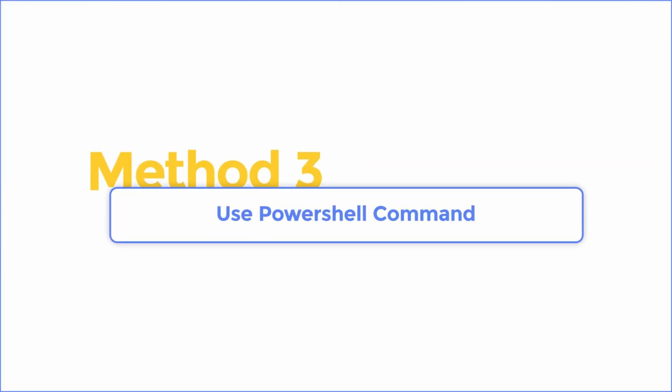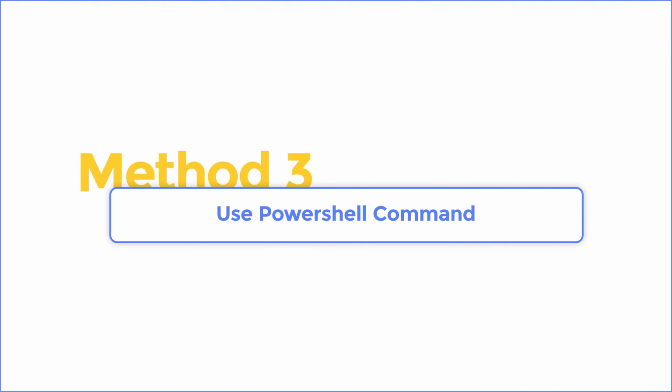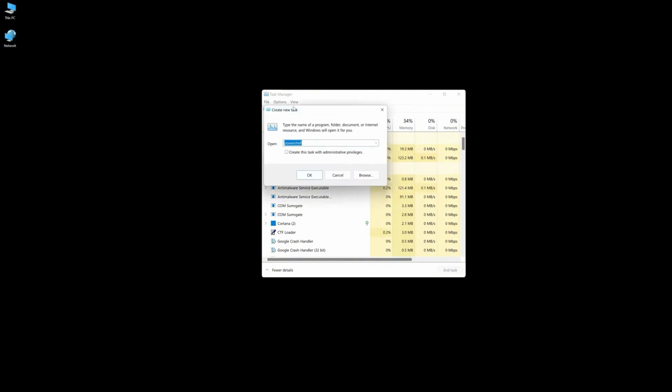Method 3. Use PowerShell command. We'll open PowerShell as administrator and then run the System File Checker command. First, press Ctrl + Shift + Escape to open Task Manager. Click on File. Then select Run New Task. Select Create this task with administrative privileges. Type PowerShell. Press OK.